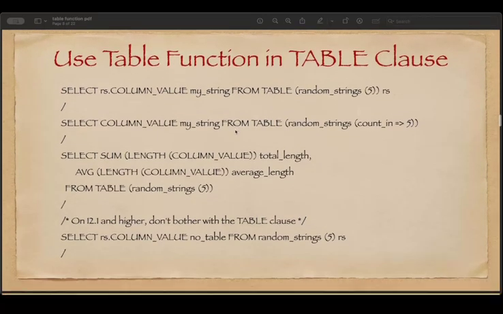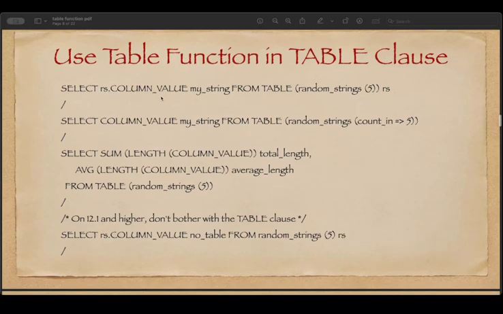As you can see here, select rs.column_value my_string. We give our alias from table random_strings, parameter value we give 5, and we give alias to the table rs. These are examples in front of you to define, to call. If you didn't give an alias, then you use the column name, no need to write the alias name. So these commands you can see and you can run at your level, and you can check.